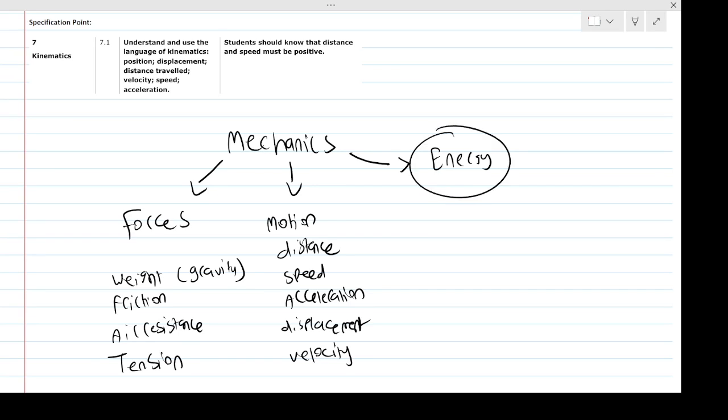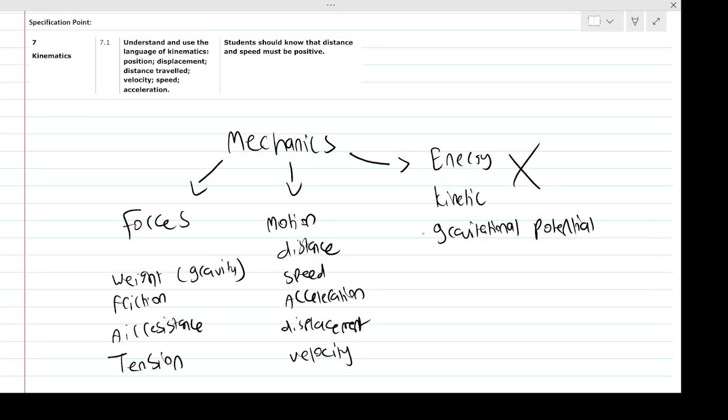And energy. Now energy we won't be looking at in normal maths. In further maths you will consider energy as well. That's kinetic energy and gravitational potential, which hopefully you would have met at GCSE physics, but we won't be considering it in normal maths mechanics. These two we will be looking at quite extensively. So that's mechanics. For normal maths, only forces and motion, stuff to do with movement and forces.